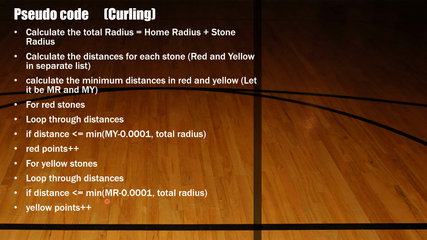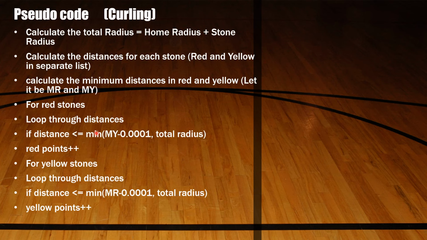The same thing we have to do for yellow also, but here we consider the minimum distance of the red stones, minus 0.001, so that it also should not be equal. That's why I'm considering this one. You can change this particular logic as per your own wish, but this is what I designed. So I'm adding the points here.